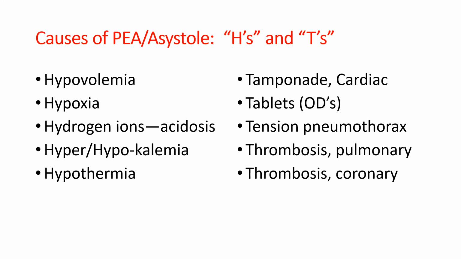Tension pneumothorax, you may have to put in a chest tube. Again, you may not be able to reverse the pulmonary embolism if it's so severe that they have cardiac collapse. And if it's an MI and they're not alive, you can't do a cath or catheterization until you actually have a heartbeat back. But these are the causes, and if you can find a reversible cause, that would be the best way to treat PEA.